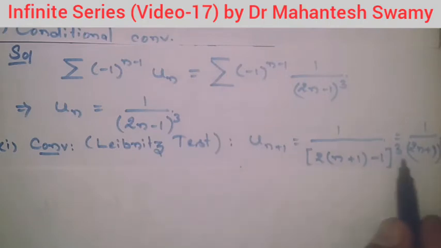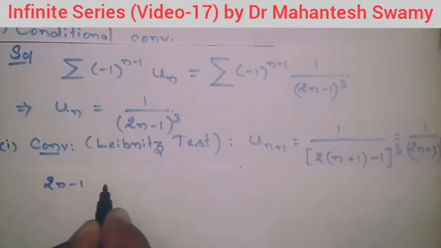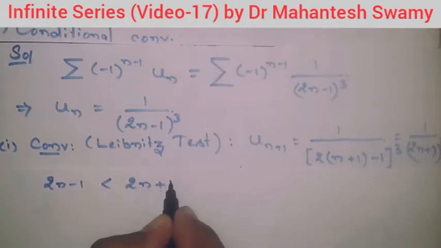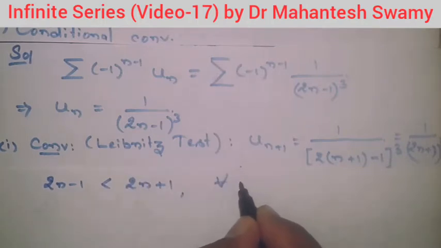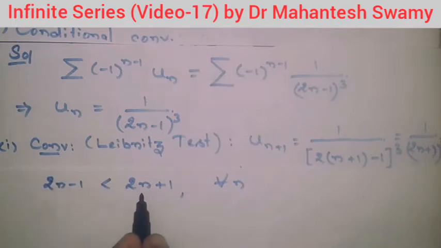For that, we observe here that 2n minus 1 is always less than 2n plus 1. This is a very trivial thing for every n. That is, 2n minus 1 is less than 2n plus 1. For example, when we put n equal to 1, we get 1 here, and this is less than 2 into 1 plus 1, that is 3. So 1 is less than 3. This is very trivial for every n. So 2n minus 1 is less than 2n plus 1.